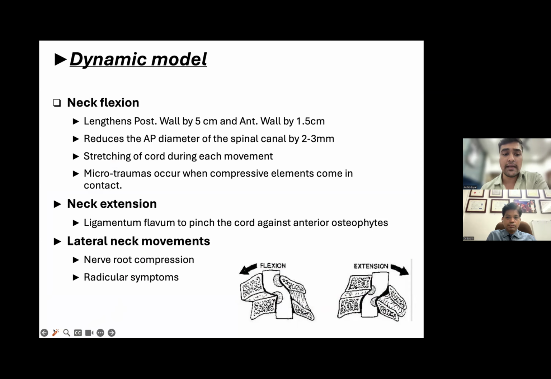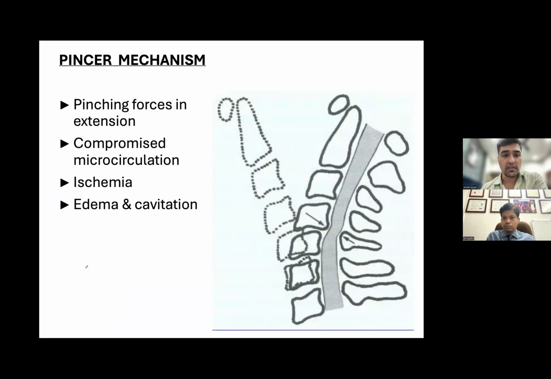We have lateral neck movement, which causes compression of the intervertebral foramen. Now, this forms the basis for Spurling's test, where whenever there is lateral flexion of the neck, it causes further narrowing of the intervertebral foramen and can result in provocation of the symptoms of cervical radiculopathy.